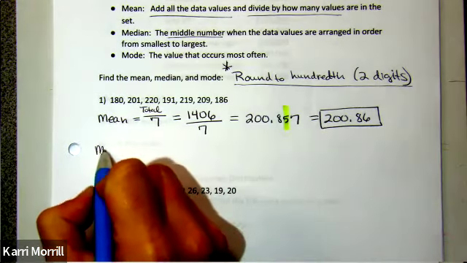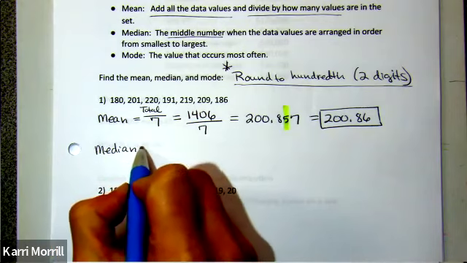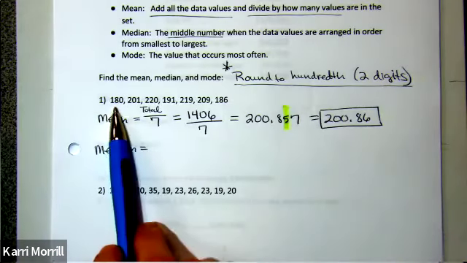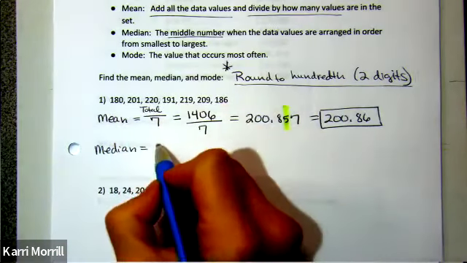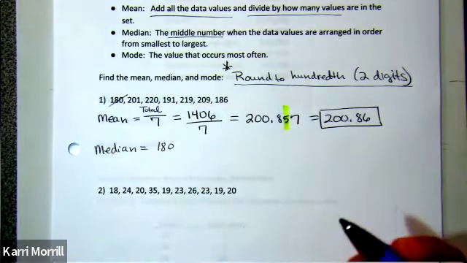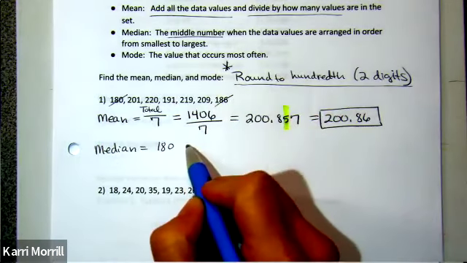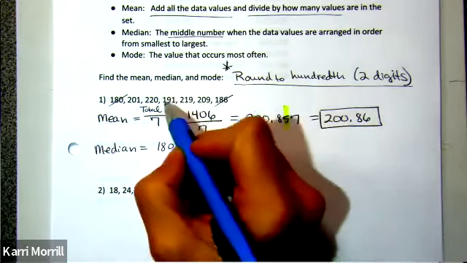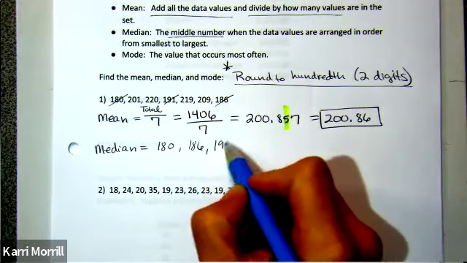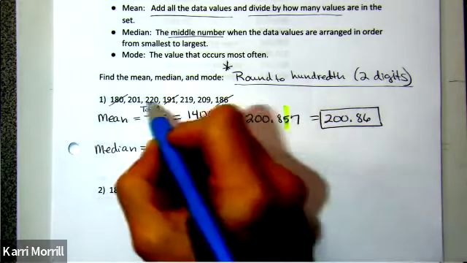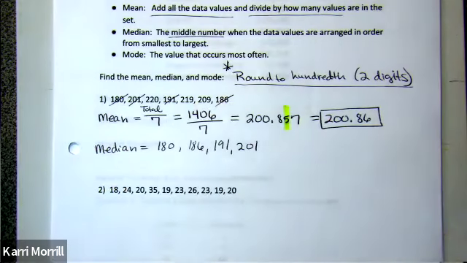Our median. So our median is where we need to put these in order from least to greatest. You kind of just look, see what's the smallest number. It looks like 180 is, and I would get lost, so I would cross through them to stay organized. 186 would be next. 191 is next. And then we have 201, it looks like. But really, it's just reorganizing the data.